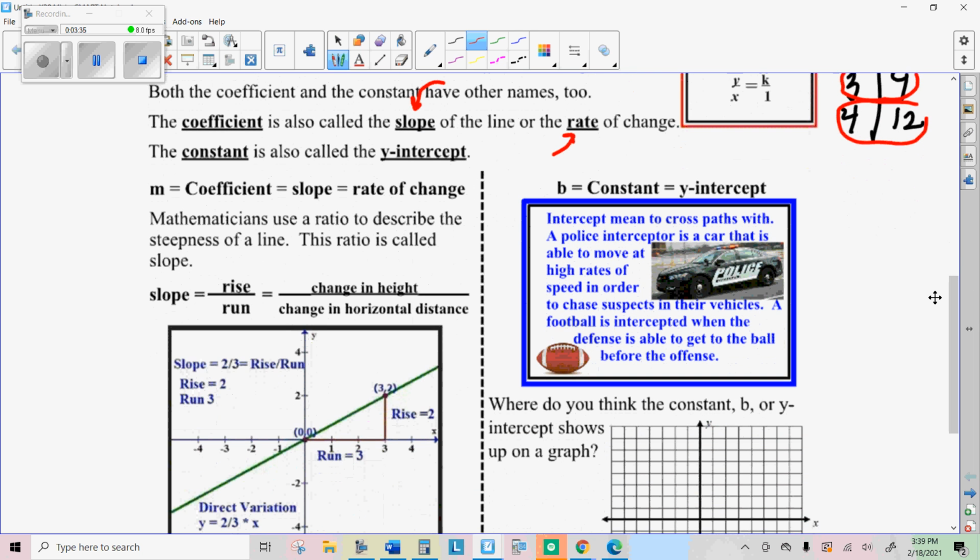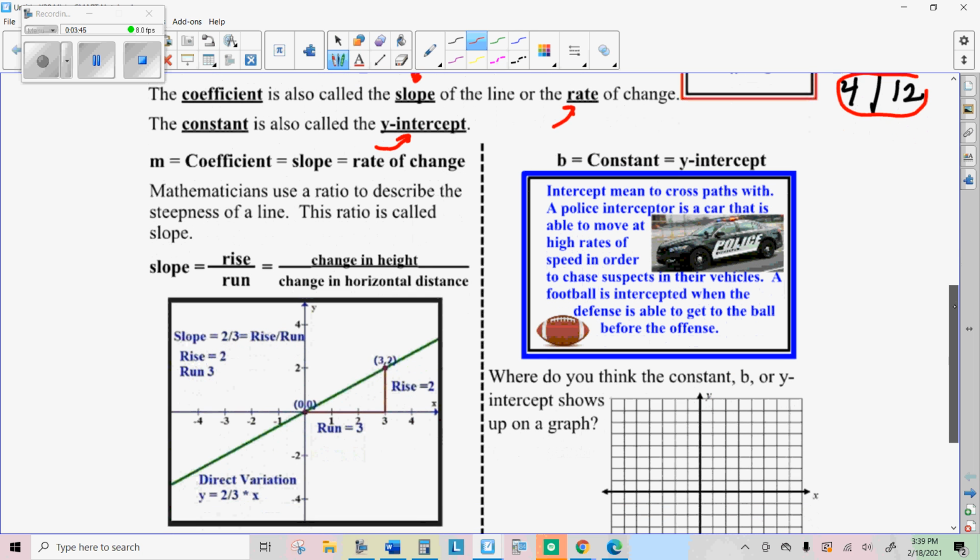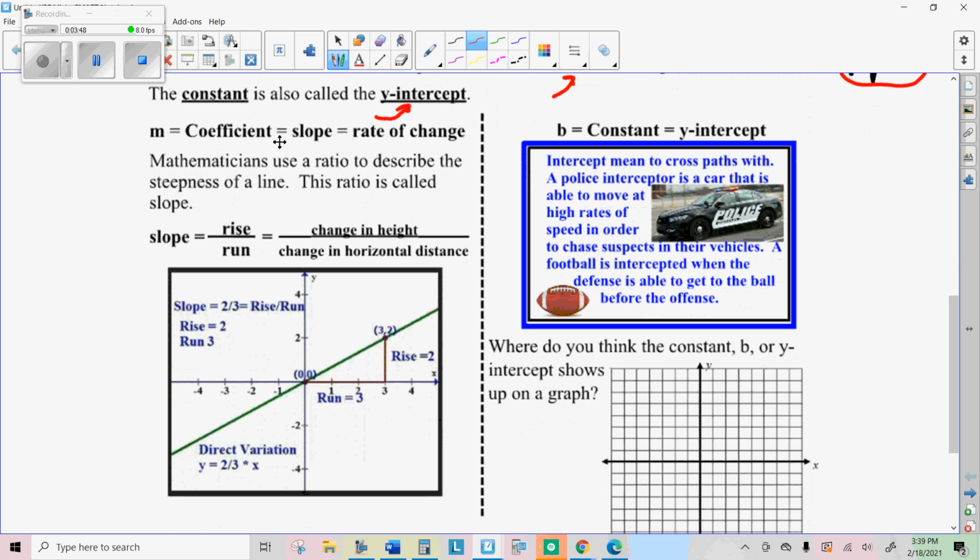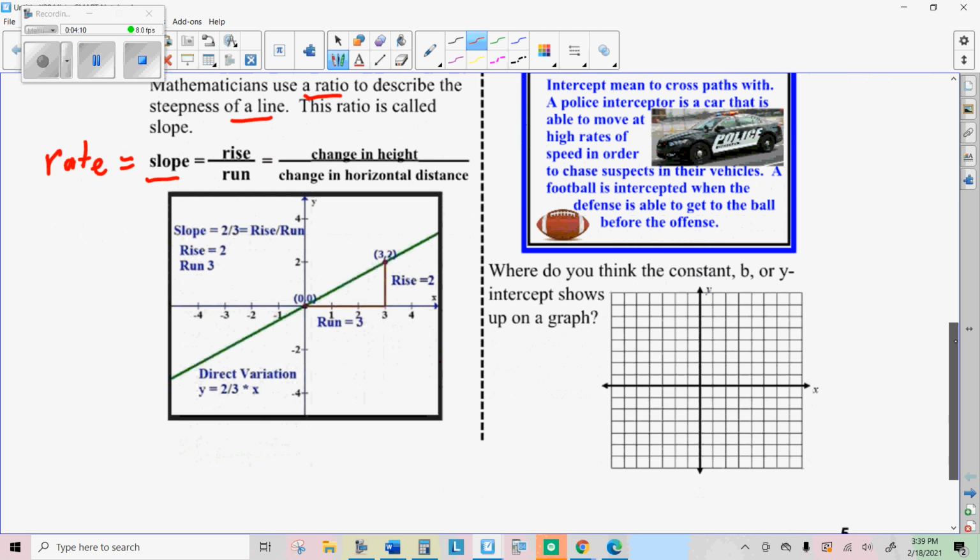The constant is also called the y-intercept, and we'll get into why that is, but it's because of where it ends up on the graph when you graph it. So mathematicians use a ratio to describe the steepness of a line, and that's the slope, which we call rise over run, change in height over horizontal distance. We did a few problems like this. It's also going to be the rate of the problem, the unit rate, if we divide those up.